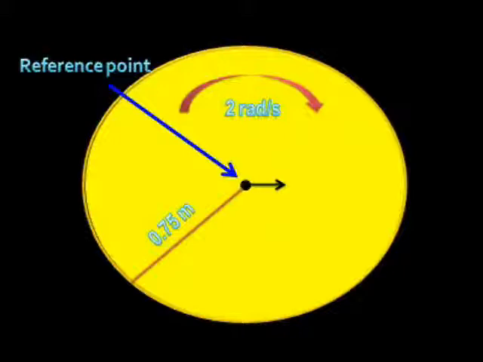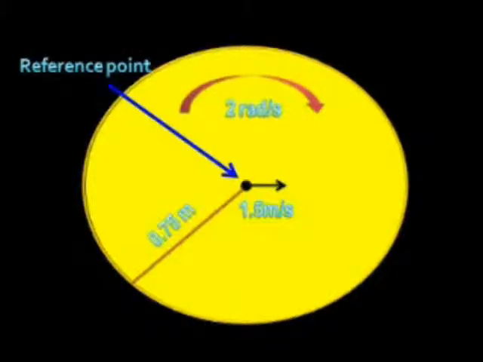We have here the reference point with velocity of 1.5 meters per second, the point from the circumference to the reference point is 0.75 meter, and this is rotating at 2 radians per second. Now, we will find the velocity of any other point in this cylinder using those data. For example, we will find the velocity of the point which is on the circumference of this cylinder.